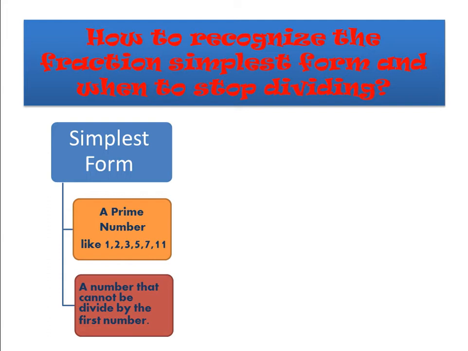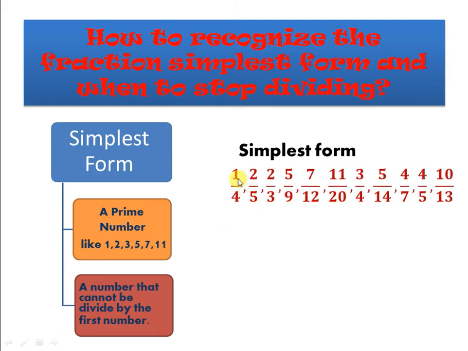So, there are two main things you need to find in the fraction's simplest form. First, a prime number, which is a number that can't be divided by any number except 1 and itself. For example, 2, 3, 5, 7, 11, 13, and so on. And the other number is a number that cannot be divided by the first number, which is the prime number. I can understand that you understand nothing from what I said. Let's give you an example. These are all some forms of simplest form.